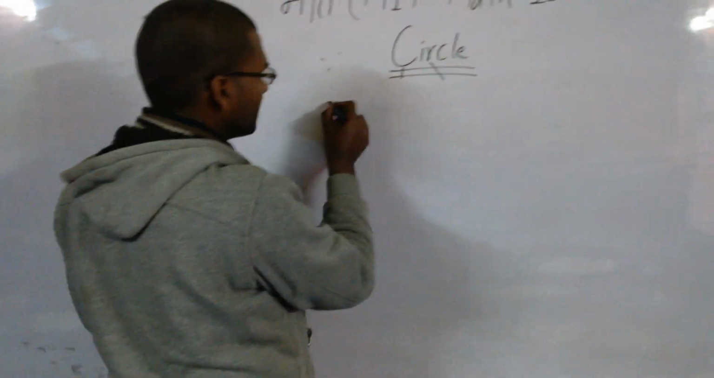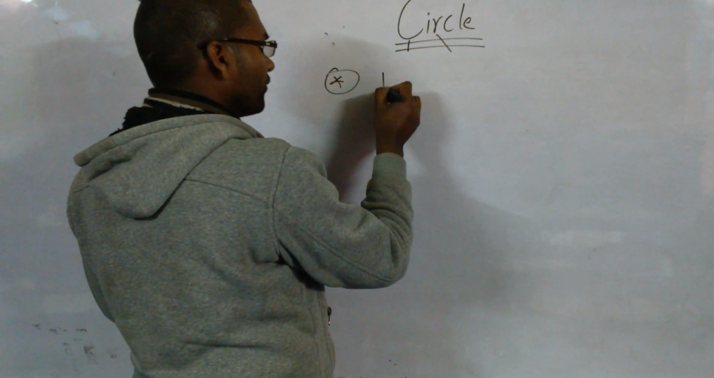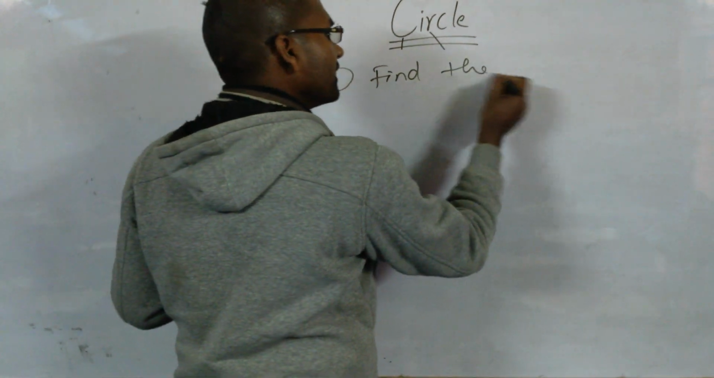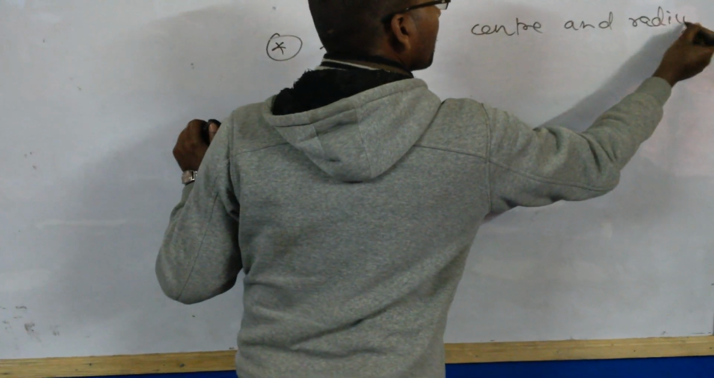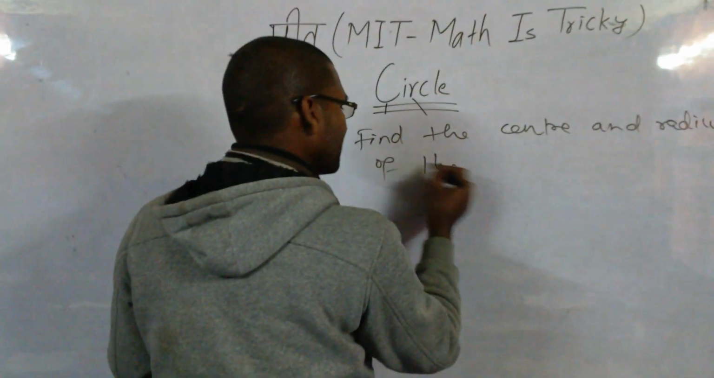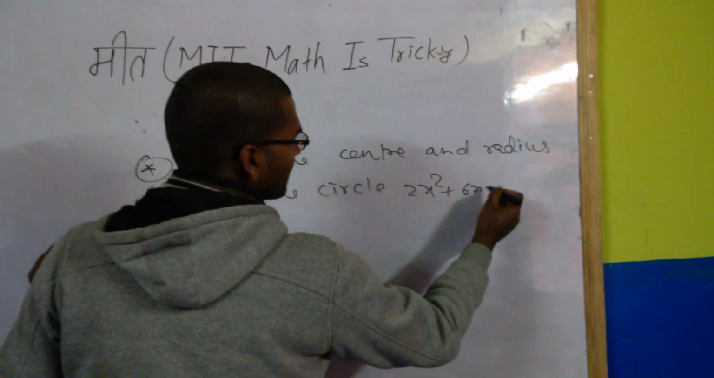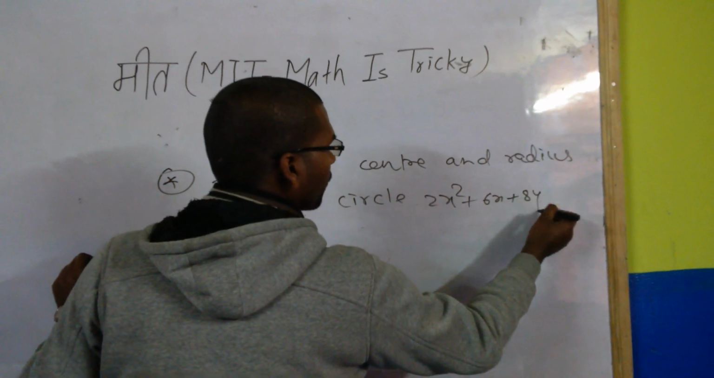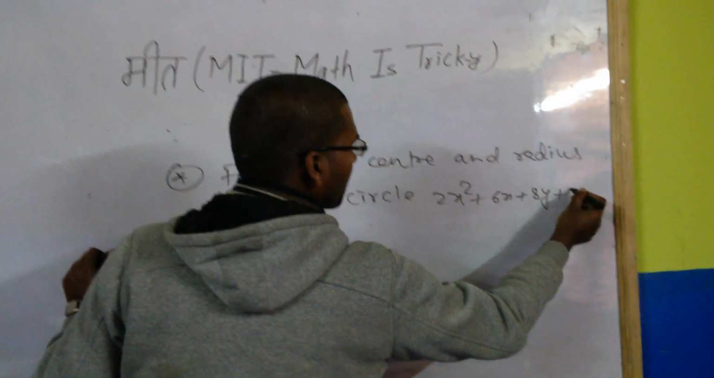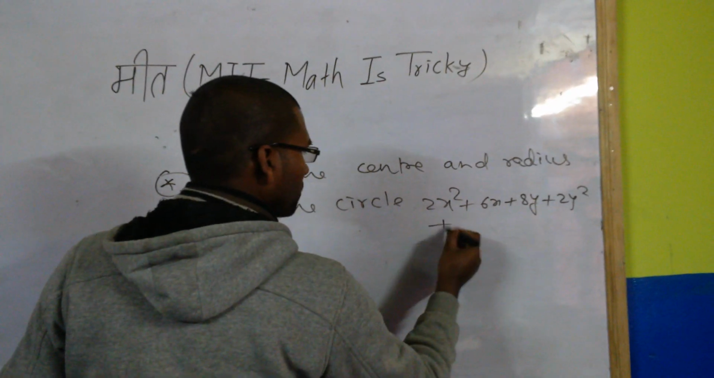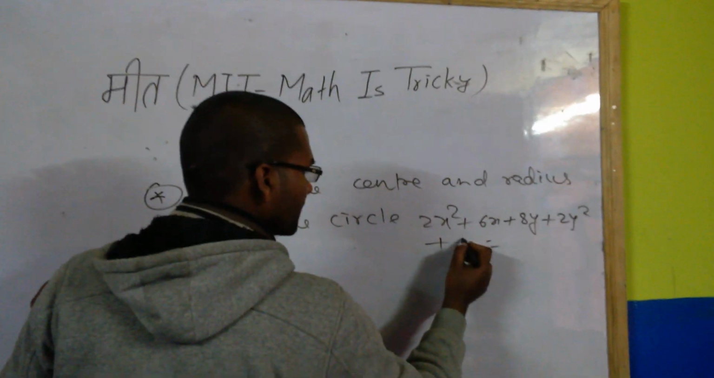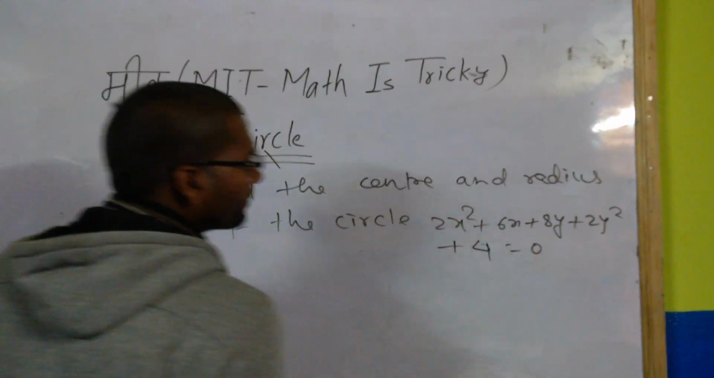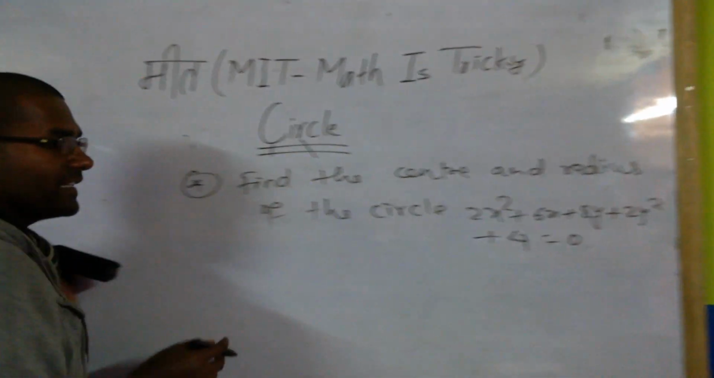Suppose, sometimes this type of question may be in your exam. Find the center and radius of the circle 2x square plus 2y square plus 6x plus 8y plus 4 equals 0. Suppose you have to find the center and radius of this circle.